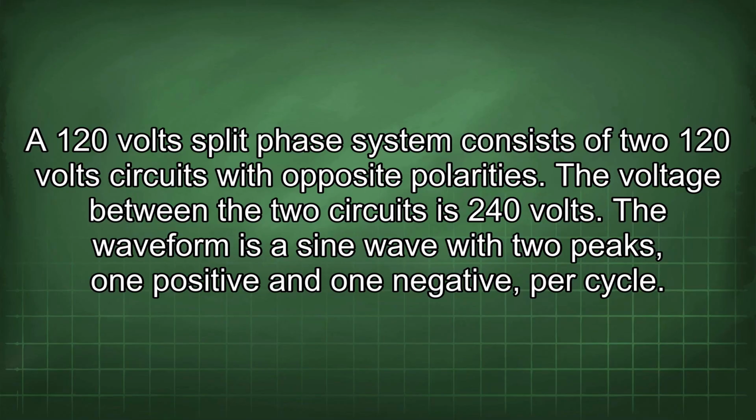A 120-volt split-phase system consists of two 120-volt circuits with opposite polarities. The voltage between the two circuits is 240 volts. The waveform is a sine wave with two peaks, one positive and one negative, per cycle.